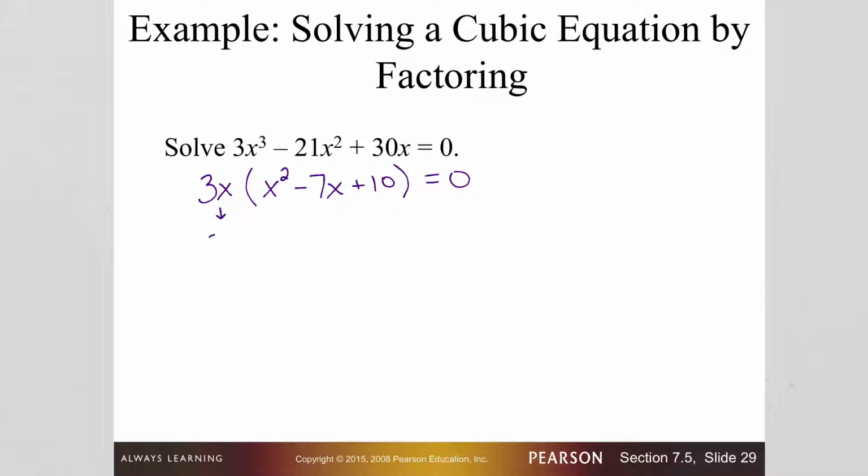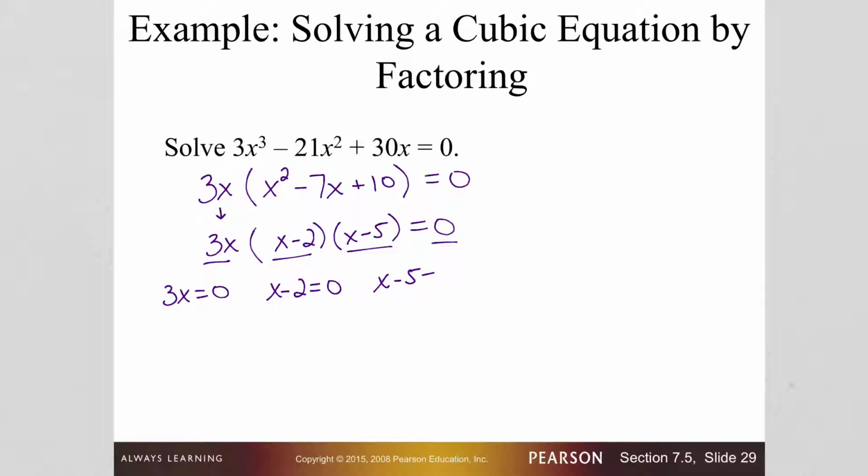So now I'm going to factor the expression that's inside the parentheses. This 3x is just going to follow us around. And this becomes x minus 2, x minus 5. So now you've got this times this times this equals 0. So we have to take each of those and set them equal to 0 and solve. So I've got 3x equals 0, I've got x minus 2 equals 0, and I've got x minus 5 equals 0. On the first one I'm going to divide both sides by 3 and I get that x is equal to 0. On the second one I'm going to add 2 and I get that x is equal to 2. And on this one I'm going to add 5 and I get that x is equal to 5.